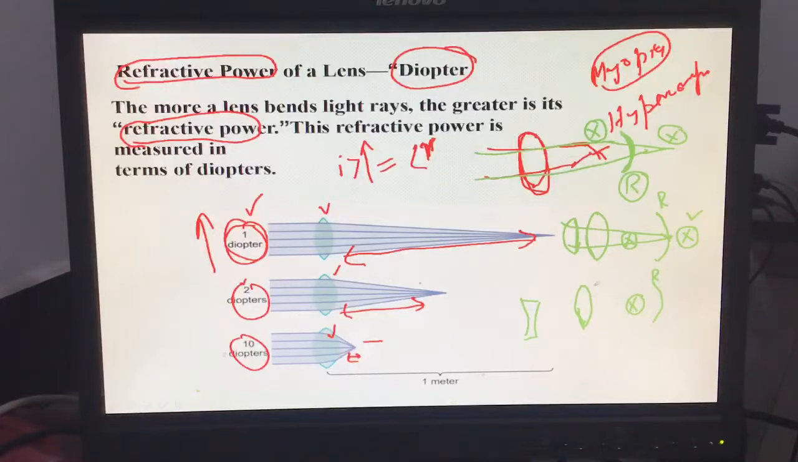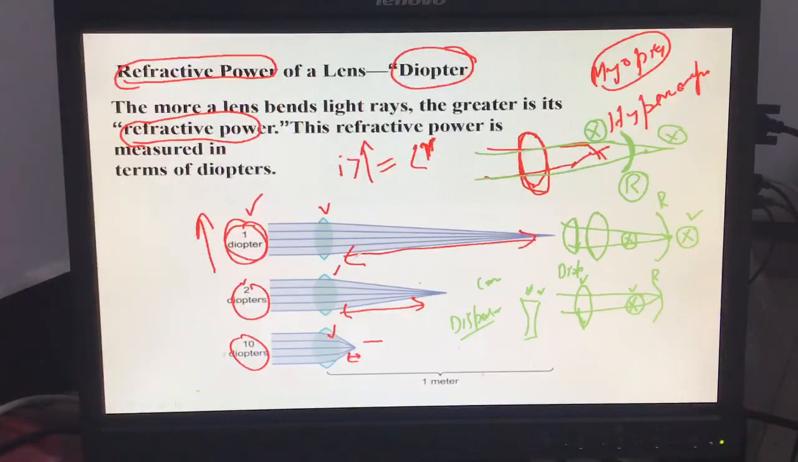We can correct this disorder because this lens has very high power. It means more diopter, meaning too much refraction. The image forms early, before the retina. So we can use a concave lens. Put a concave lens here. We can reduce this power because this lens does dispersion of the light rays. So the power can be decreased when we apply the opposite lens. Now the image can exactly form on the retina.